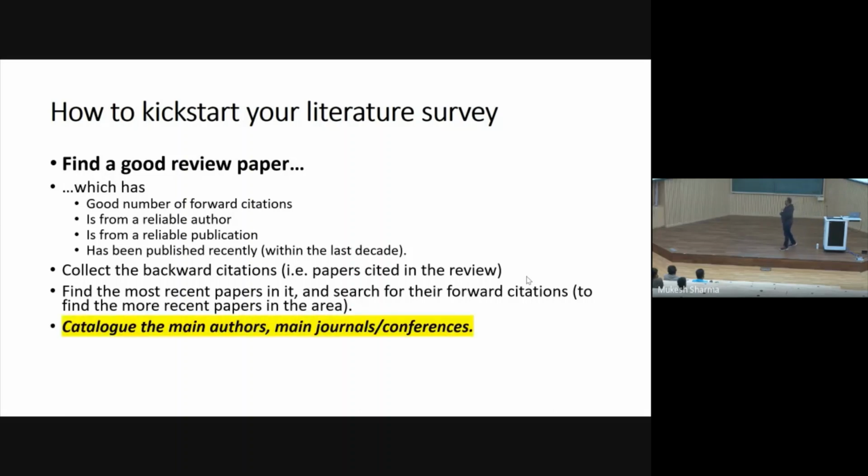One more important thing that you need to do at this point is catalog the main authors, the main journals, and the conferences. You'll immediately get an idea of which are the journals where people are typically publishing in that field, and you catalog that. And why I have highlighted it, it will come next, right? And you start building your library using a reliable reference manager. Okay. Now, what is a reference manager?